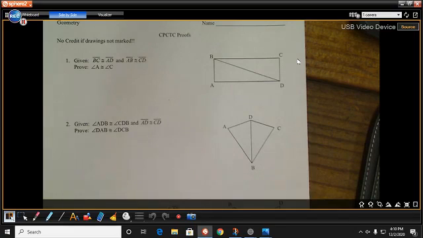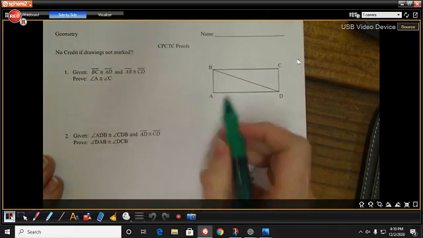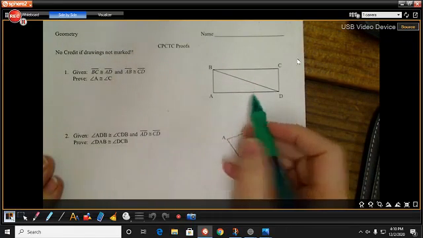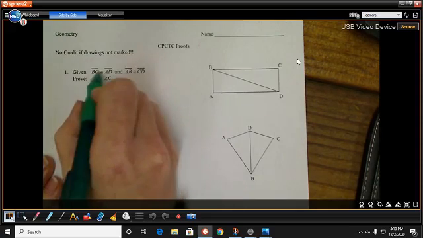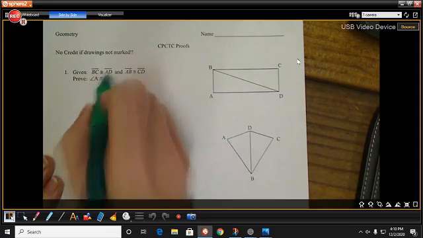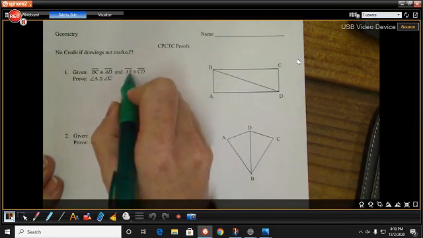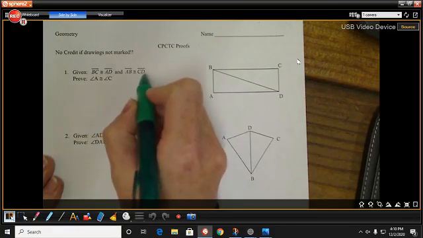And so if you have not already done this worksheet, you are doing this now, and you get a chance to have me walk you through a couple of them before you attempt it on your own. So looking at this first proof here, you have two givens. You're given that segment BC is congruent to segment AD and segment AB is congruent to segment CD.